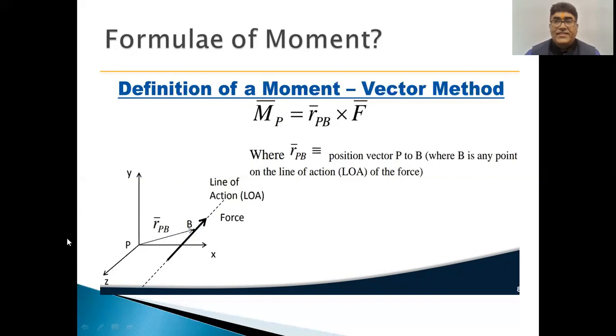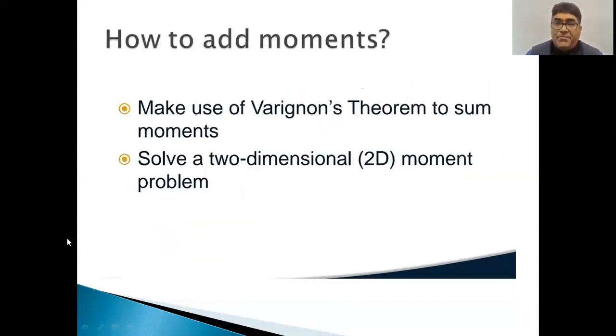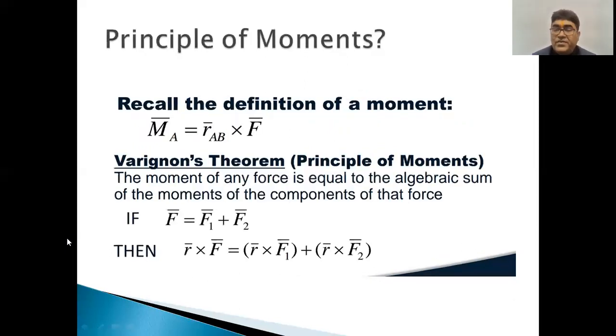We will be discussing how to add moments, and make use of Varignon's theorem to sum the moments and solve a two-dimensional moment problem, when we solve the various numericals. Then we will discuss this topic more clearly. Principle of moment: recall the definition of a moment, that is, moment is equal to R vector cross F vector, and the direction will automatically come out as either positive or negative x direction, or positive or negative y direction, or positive or negative z direction.